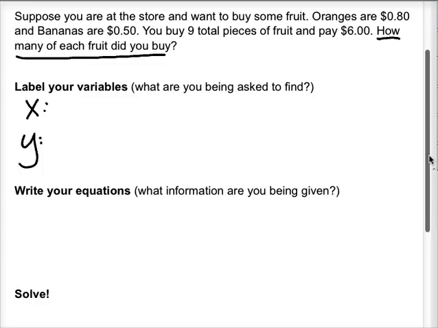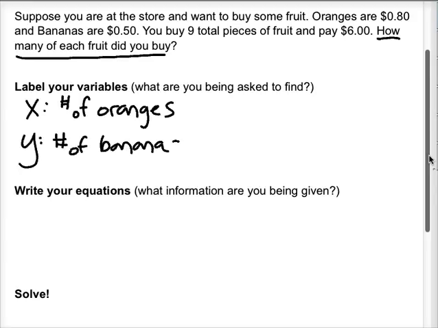So you need to know the number of oranges you bought and the number of bananas. So that's always how you start. You have to indicate your variables. Okay, so in this case, the question being asked is how many of each did you buy? So both X and Y are a number.